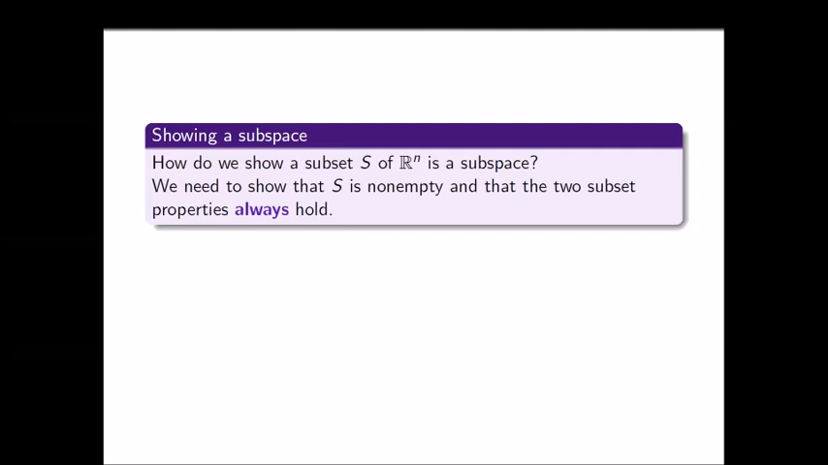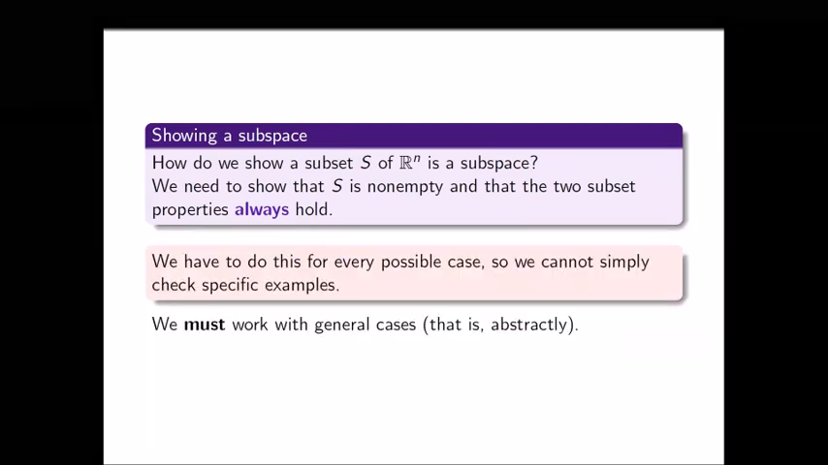On the other hand, showing that a given subset S of Rn is a subspace is a little harder, because we need to show that S is non-empty and that the two subspace properties always hold. So we want to show closure under vector addition and scalar multiplication, and we have to do this for every possible case. We can't just take specific examples and verify them. We must work with general cases, or we must work a little bit more abstractly.